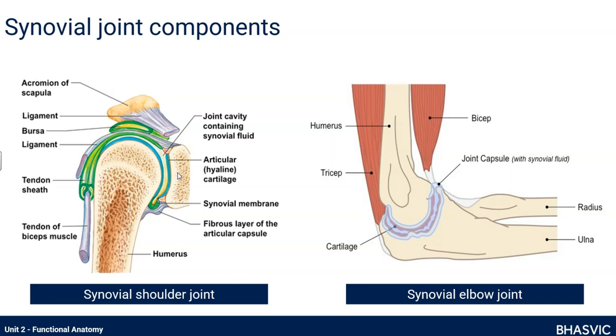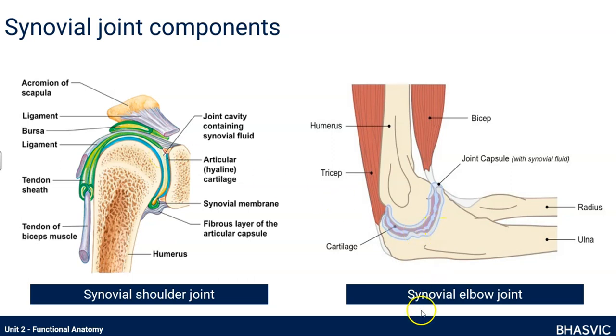So again, the same characteristics. We've got bones to make the joint. We've got an articular capsule, a joint capsule around the outside. We've got a bursa that is a sac containing synovial fluid, which helps cushion and reduce friction to some degree. We've got articular cartilage on the ends of the bones. We've got synovial fluid in the joint itself to lubricate the joint.